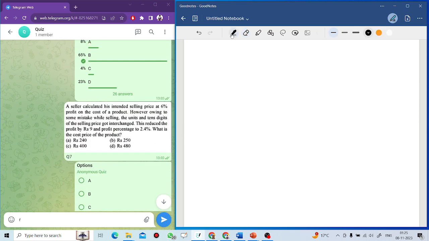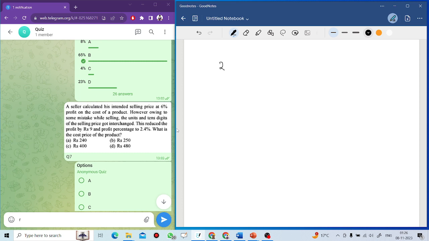A seller calculated his intended selling price at 6% profit on the cost of the product. However, owing to some mistakes while selling, the tens and unit digits got replaced. This reduced the profit by 9 rupees. What is the cost price? You can form an equation like xy, which became yx, and do it by trial. But since the options are provided, I would suggest going for the options approach.